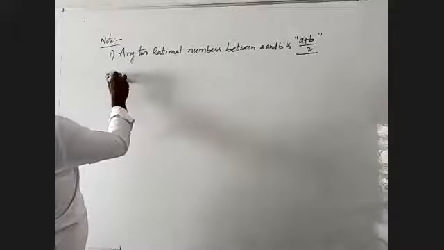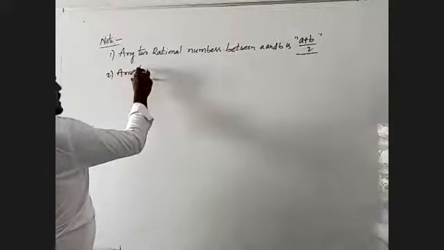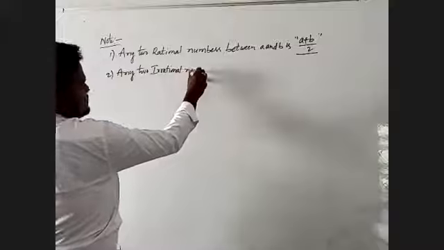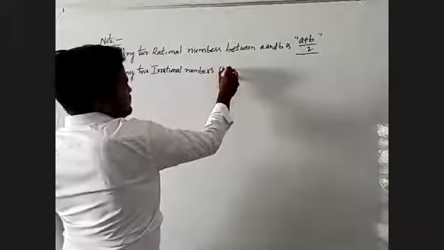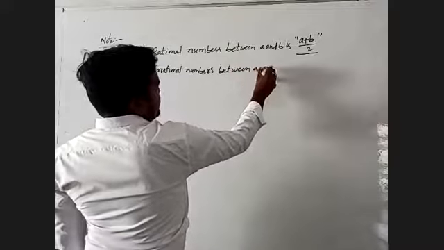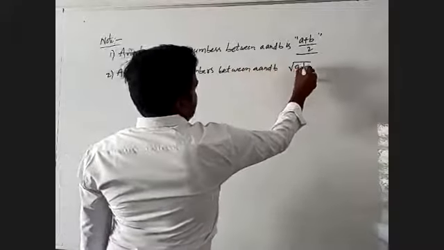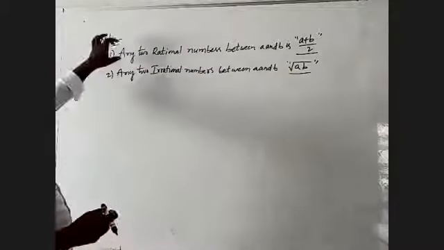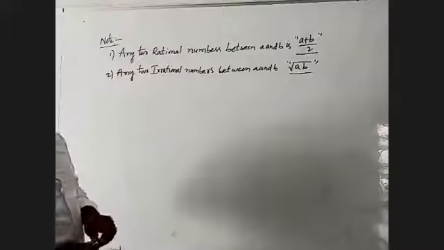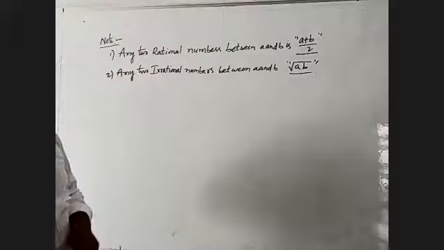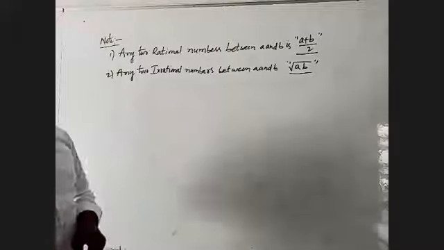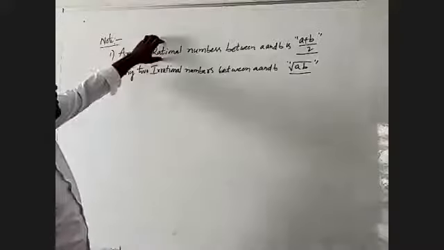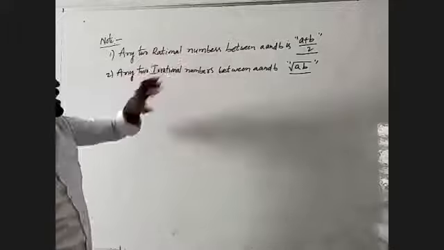After that, any two irrational numbers between A and B are defined by the formula root of AB. These two formulas are most important and useful in this chapter. Any two rational numbers between A and B is (A plus B) by 2, and any two irrational numbers between A and B is root of AB. This is the formula for rational numbers, and this is the formula for irrational numbers.